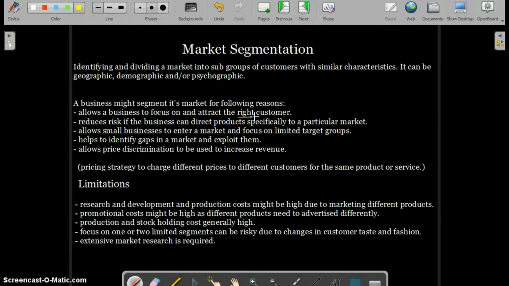If you are, for example, making toys, you have to divide your market into different types of kids: under 3, between 3 and 13, and above 13. So you can make different types of toys for different age groups. That's an example of demographic market segmentation, where you are dividing the target market on the basis of age, and then making the right product for the right customer.